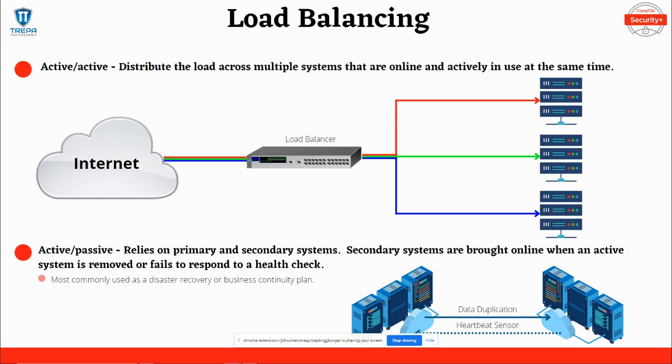Active load balancing will distribute the load across multiple online systems in no particular order, as far as just basic active. Then active-passive doesn't actually actively distribute the load. It uses a primary system to handle the connections, and then will rely on a secondary system if the primary goes down. Active/passive is not a deployment technique to handle daily load balancing. It is typically used in disaster recovery scenarios.